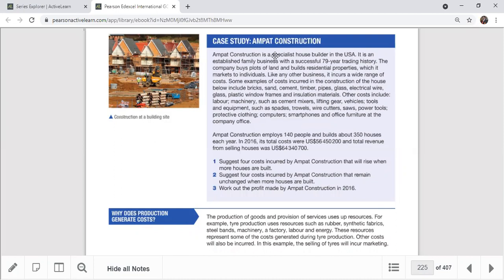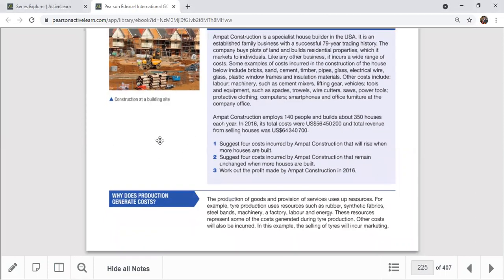You can see the total cost and total profit. Total variable cost concept. We can see very good brainstorming session. You can find out the case study of that AMPAT construction. Why does production generate costs? So that's our next one.